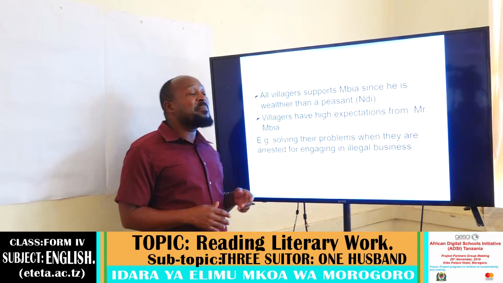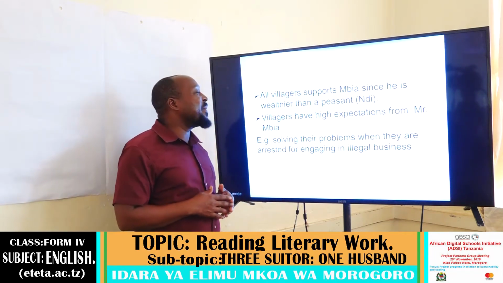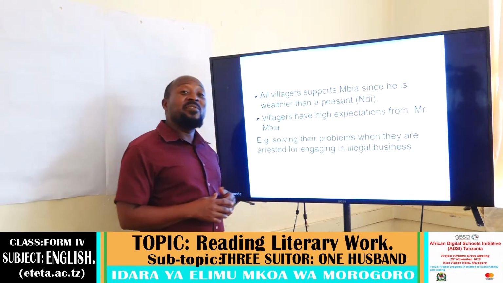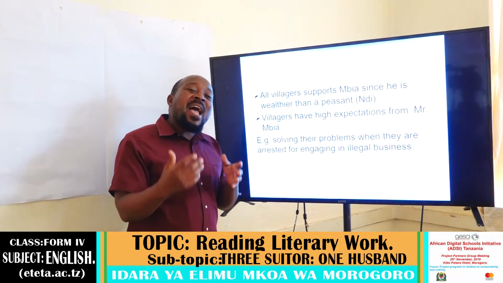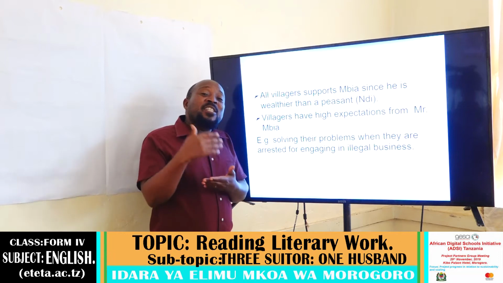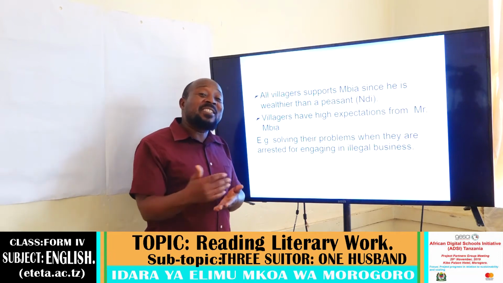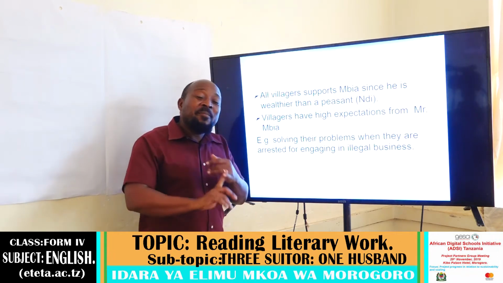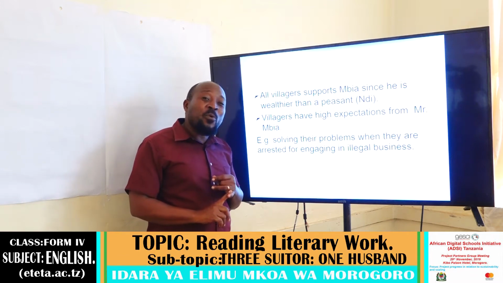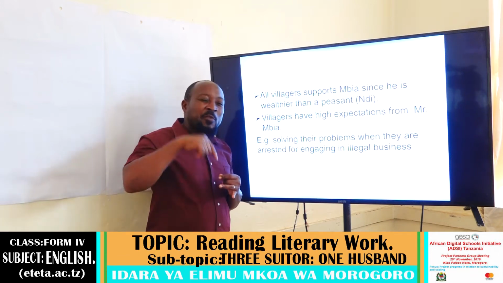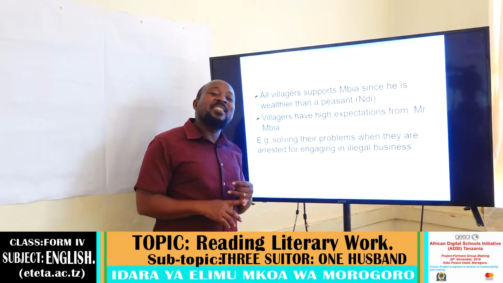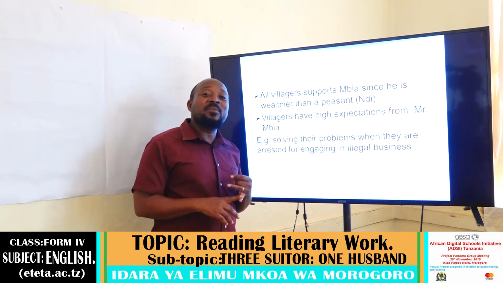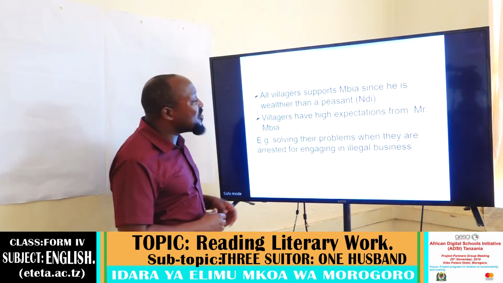They are supporting Mbia because they have high expectations from this civil servant. For example, they expect that by giving Juliet to Mr. Mbia, who is a civil servant, first they will solve their financial problems, especially the family itself. Mr. Tangana expects to solve his financial problems.